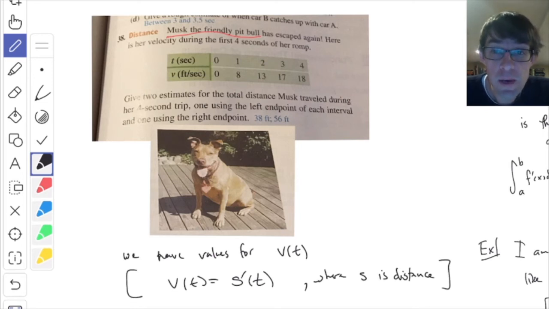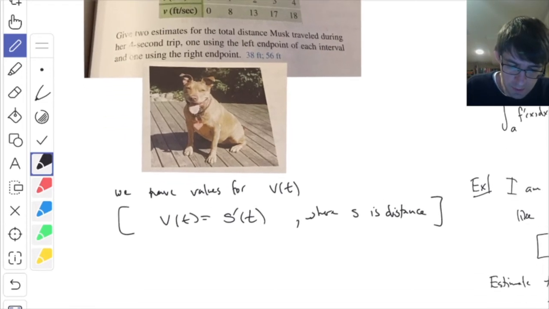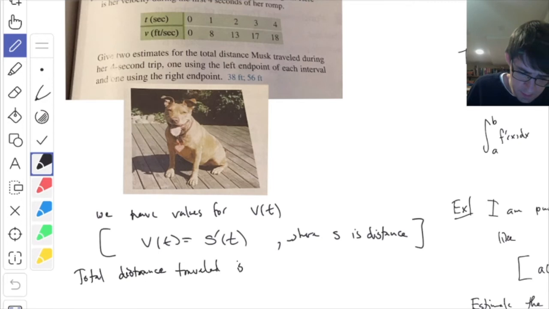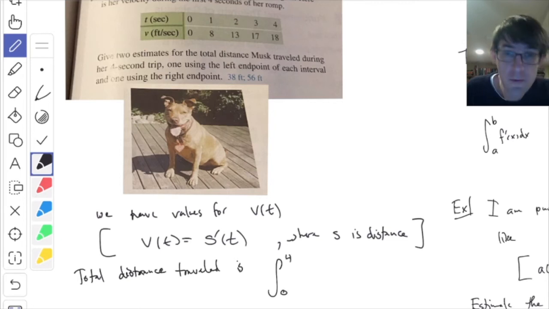Anyway, what we are given then are values of the derivative. We are asked to estimate the total distance traveled. We are given values of the derivative. So we can use the total change theorem here. The total distance traveled is the integral, and the time is during the first 4 seconds. So I would do integral from 0 to 4.